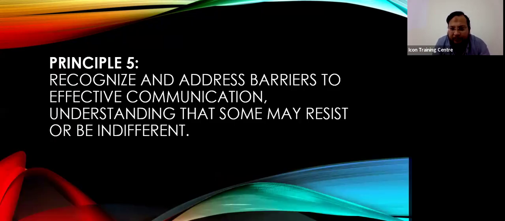So the next principle is: recognize and address barriers to effective communication, understanding that some may resist or be indifferent. Okay, so what do you understand out of it?